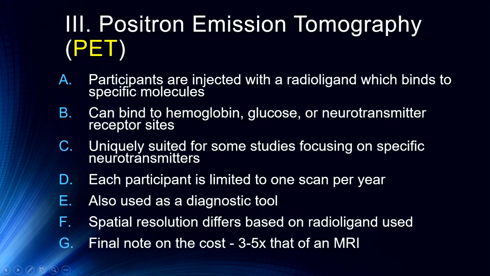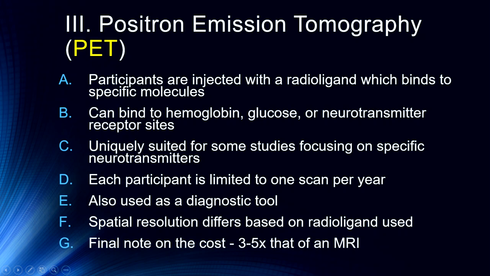Final note, this is an expensive procedure. It's kind of hard to nail down exactly how much this costs, particularly for researchers, but my best estimate is about 3 to 5 times that of an MRI, because you have to have on-site a cyclotron and somebody to operate the cyclotron, so the staff and equipment costs are pretty dramatic. And also, of course, you can only scan one participant once a year, so you can't do repeated measures designs in this kind of scan.